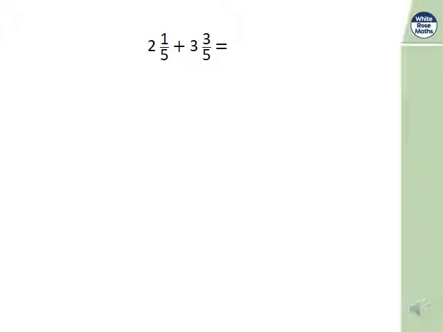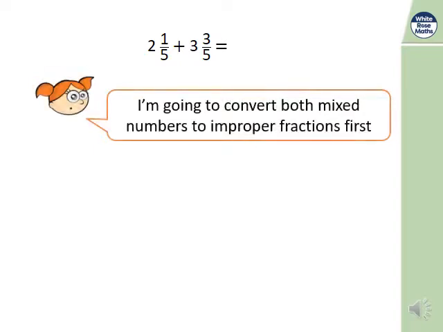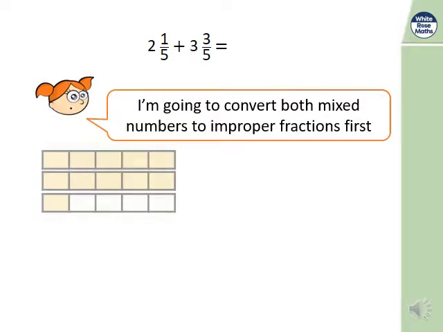What we're going to do, we're going to look at this question here. We're going to look at 2 whole and 1/5 add 3 wholes and 3/5. And first up, this girl, can't remember her name, says to work this question out, I'm going to convert both mixed numbers to improper fractions first. So this was her method.